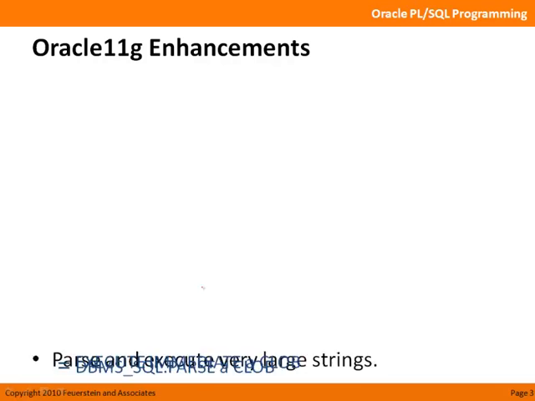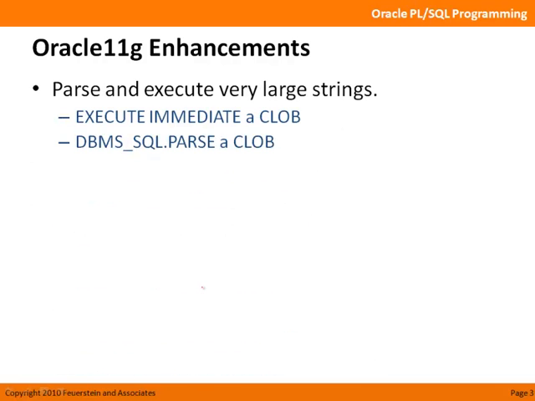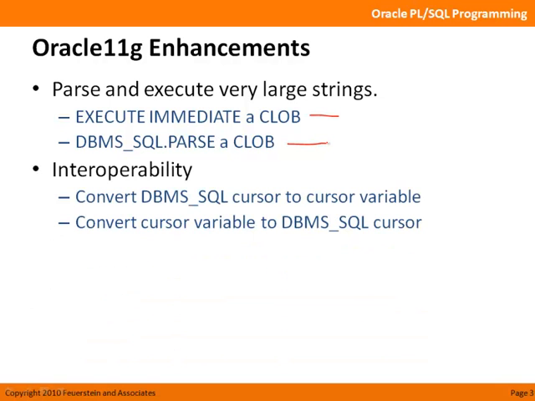So, the enhancements in Oracle 11g. First of all, you can now parse and execute very large strings. In other words, you can pass a CLOB to EXECUTE IMMEDIATE and to DBMS_SQL.PARSE. There's improved interoperability between the different methods of doing dynamic SQL. Essentially, you can convert between a DBMS_SQL cursor, or pointer to a cursor, and a cursor variable. And as well, you can go back the other way, so essentially from DBMS_SQL to native dynamic SQL, NDS to DBMS_SQL.